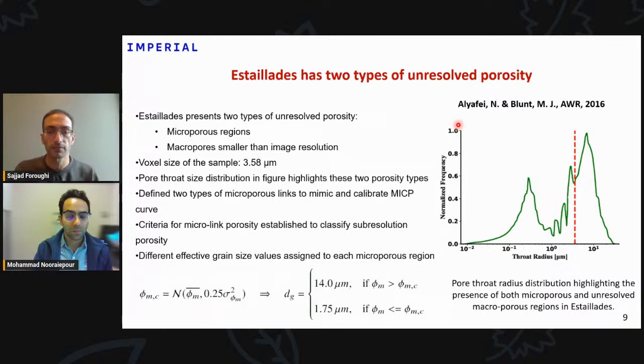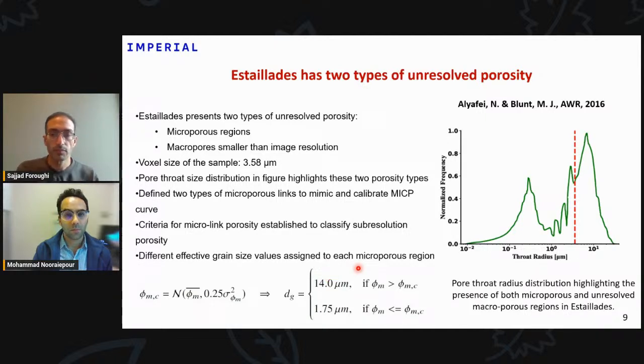The next is to see the behavior for the two-phase flow simulation. In the case of two-phase flow simulation, we noticed that we need to consider two types of microporosity, because if you can see here at this 3.58 resolution, not all of the unresolved pore space is microporosity. Actually, there are two types we need to consider: one is unresolved macroporosity, and one is microporosity. So we consider two types of micro-links, and depending on the porosity of the micro-links, we assign different grain diameters, which affect the permeability of the micro-link from the Kozeny-Carman equation.